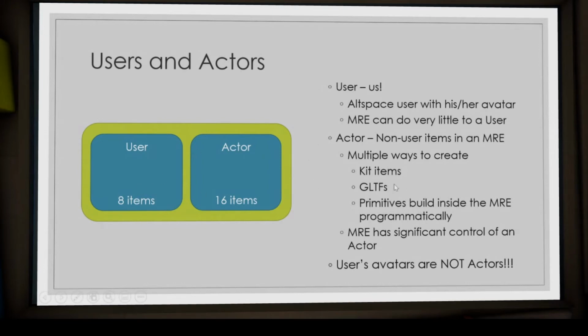It can be a GLTF that's hosted pretty much anywhere on the internet. You can provide a link to the GLTF and bring it down. And one thing that not a lot of people realize is that AltspaceVR actually provides an area where you can upload your own GLTFs and just link to them. You don't have to find your own service to host those. And then the last one are primitives that are built inside the MRE programmatically. So you think about the geometrics, it's those type of things, the geometric kit items. But you don't necessarily have to go to a kit item and bring it in.